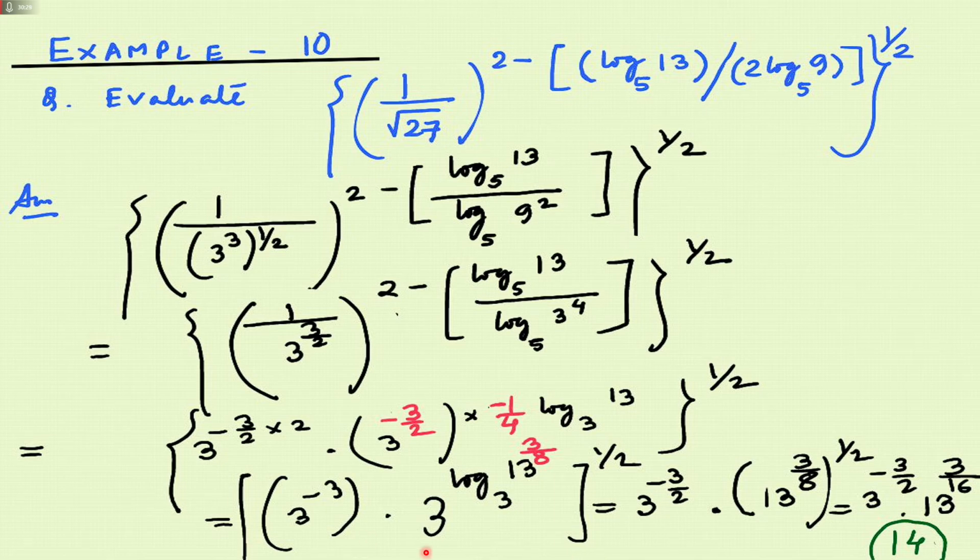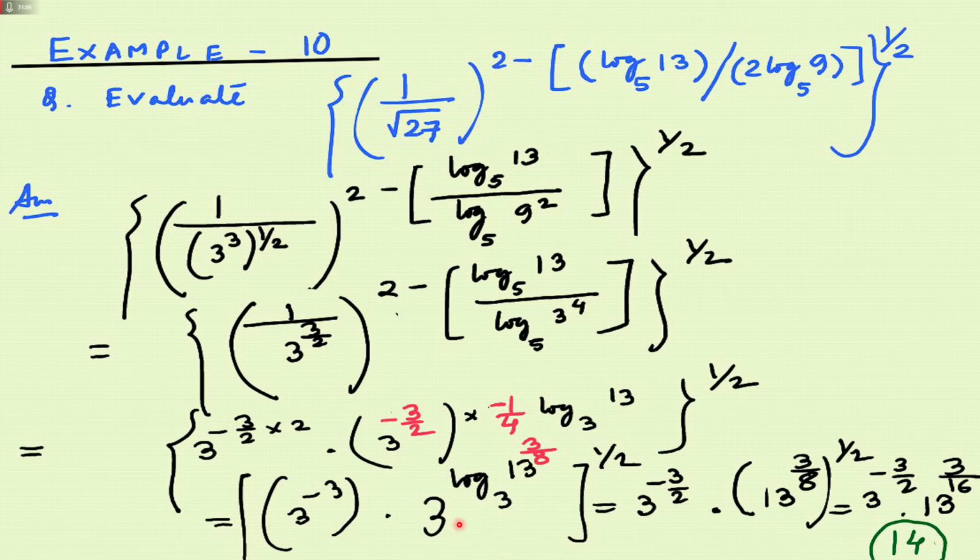Now you will have a power of half. After using this power of half, you will have 3 to the power minus 3 by 2 into log 13 to the power 3 by 8 base 3 to the power half. Okay. Now this is 3 to the power log 13 to the power 3 by 8 base 3, so it will give you only this value 13 to the power 3 by 8, and after operating this you will have 13 to the power 3 by 8 to the power half.